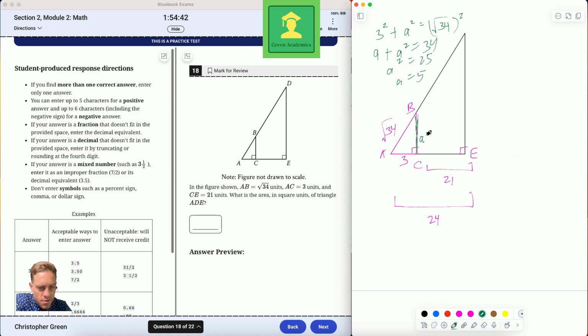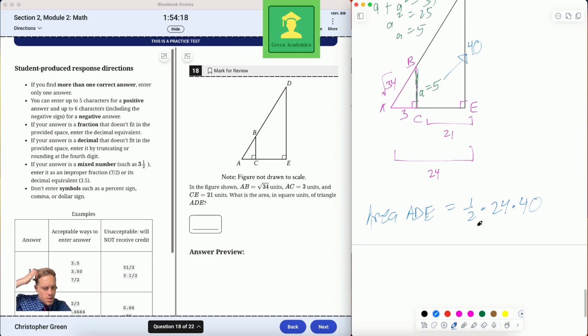Okay, so if a is 5, then remember you multiply by 8, right? You octuple to get the long side. So from 3 to 24 is times 8, and then from 5 to, it would be 40, right? If you octupled. So then the area of triangle ADE is 1/2 times 24 times 40, which is 12 times 40, is 480.